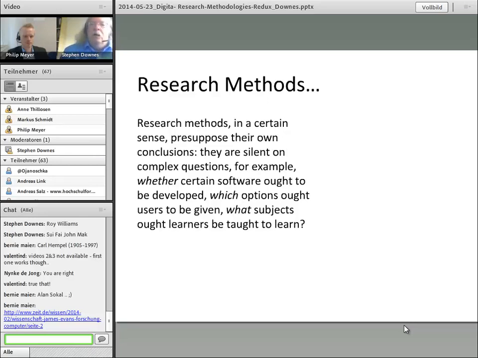The research methods are silent on, I think, the really interesting, complex questions. Whether certain software ought to be developed. Should we be developing more closed systems? Should we be developing digital rights systems? Should we be developing surveillance technologies? Is that the right thing to develop? What kind of research is going to answer that question? What options should users be given? What subjects ought users or learners be taught to learn? Research really is quiet on this unless we've already presupposed what subjects, for example, we think they ought to be taught.